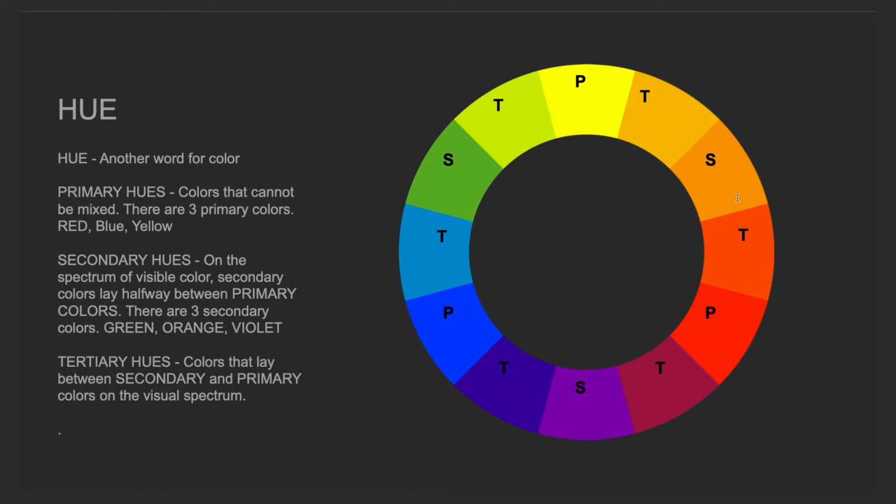Tertiary colors are halfway between our primary and secondary colors. For example, yellow-orange, red-orange, orange-violet, blue-violet, blue-green, and yellow-green. Those are all examples of tertiary colors.